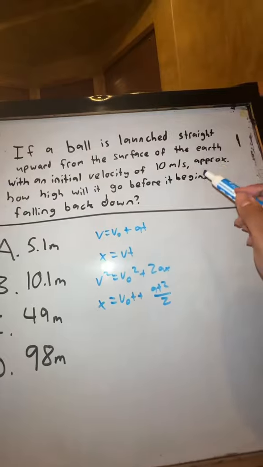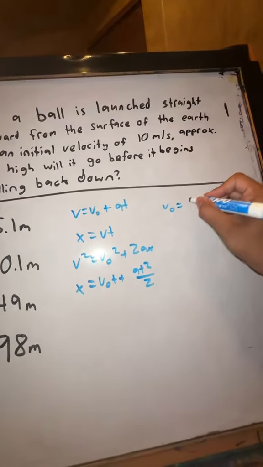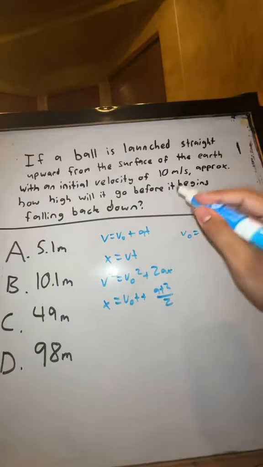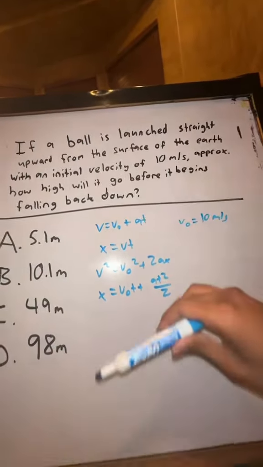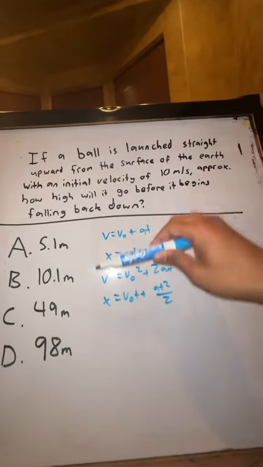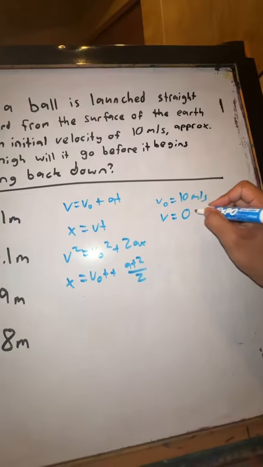But let's look again. The initial velocity is going to be 10 meters per second. So we have initial velocity. Now, we also have final velocity. How do we know that? It's asking how high will it go before it begins falling back down. When a ball goes up, right before it falls down, its velocity is zero. It increases and it stops, and then it starts falling back down. So our final velocity is going to be 0 meters per second.